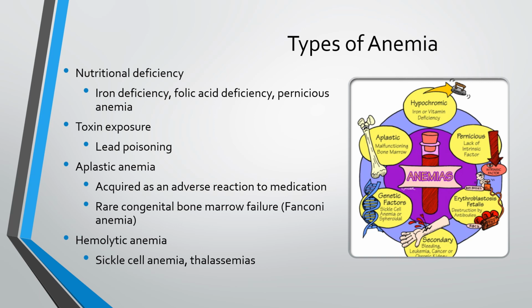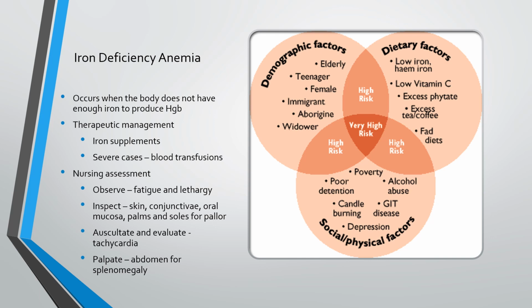Nutritional deficiencies that can cause anemia include iron deficiency, folic acid deficiency, and pernicious anemia, sorry. And we are going to talk about iron deficiency specifically for this chapter. Iron deficiency anemia occurs when the body does not have enough iron to produce hemoglobin. So there's usually an inadequate supply of dietary iron. This is generally preventable.